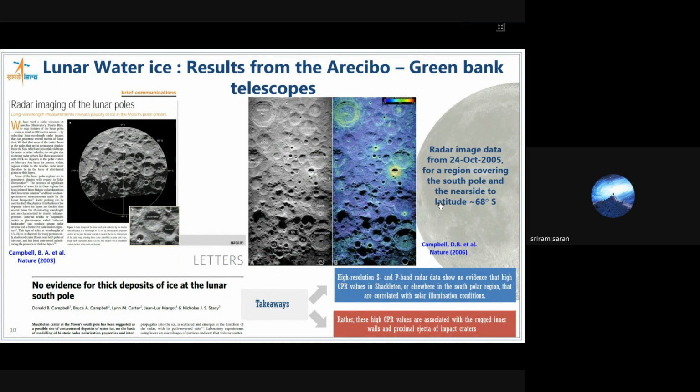So what they observed was that the spikes in the CPR parameter in both S and P band radar data are correlated with the surface roughness. That means the inner and outer parts of these craters, because of their elevated surface roughness, are giving rise to these high CPR observations. That means they clearly pointed out that whatever we are observing from radar brightness as well as the CPR is not due to the presence of ice, but it is due to the presence of surface roughness associated with these craters present near the South Pole.